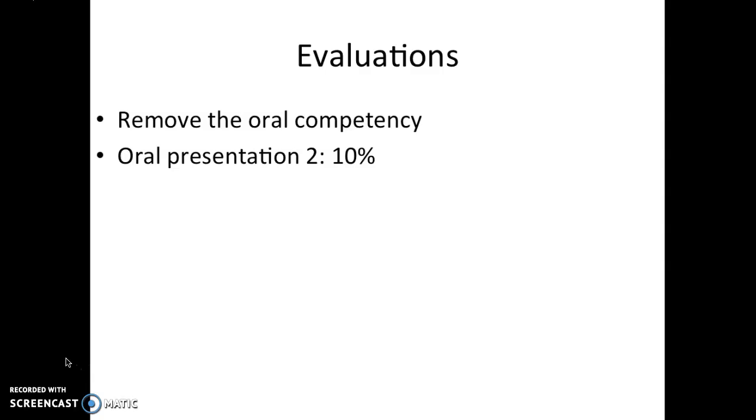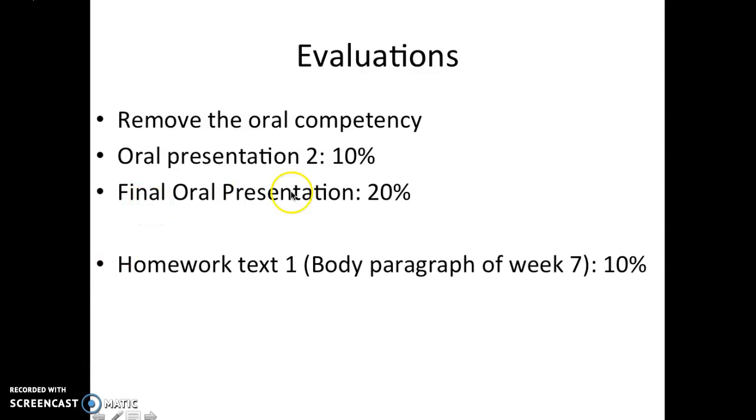So we have oral presentation number 2, which we were supposed to do, worth 10%. The final oral presentation, which we were supposed to do, worth 20%. So what I decided to do, instead of having this 30%, was to replace this with 3 homework texts, 2 of which we have already done.